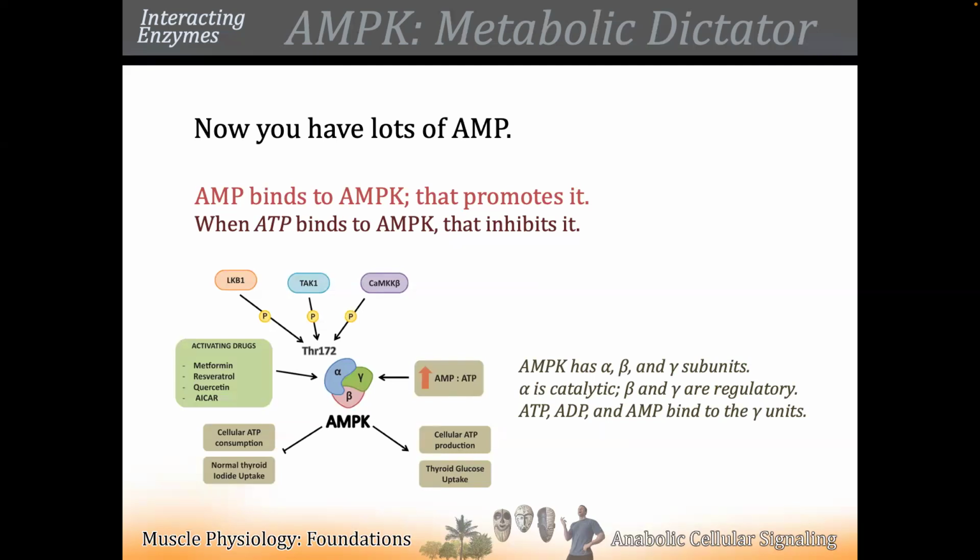And then glycogen, well, we're going to talk about this soon, but glycogen binds to the beta subunit. So you see a beta subunit there too. Glycogen can inhibit AMPK allosterically that way.